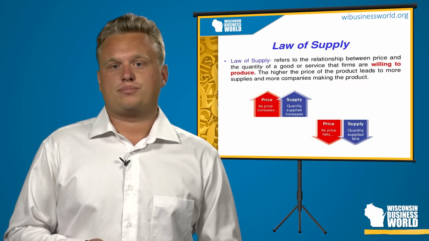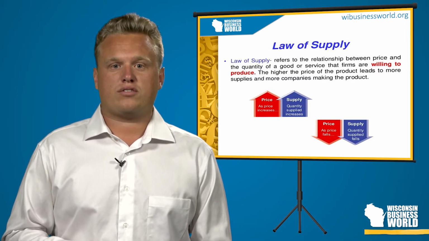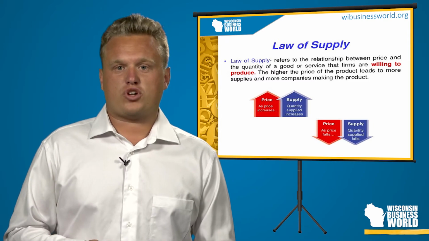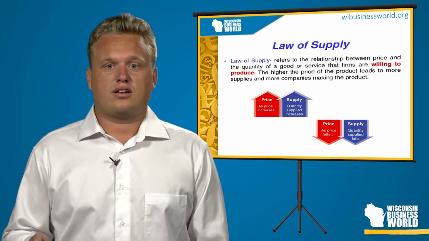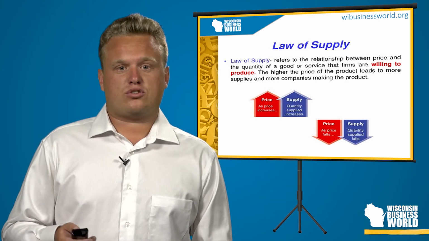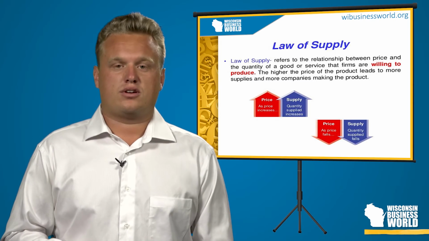The law of supply. The law of supply refers to the relationship between price and the quantity of a good or service that firms are willing to produce. So the higher the price of a product, that leads firms to supply more of it because there's more profit available in that industry.